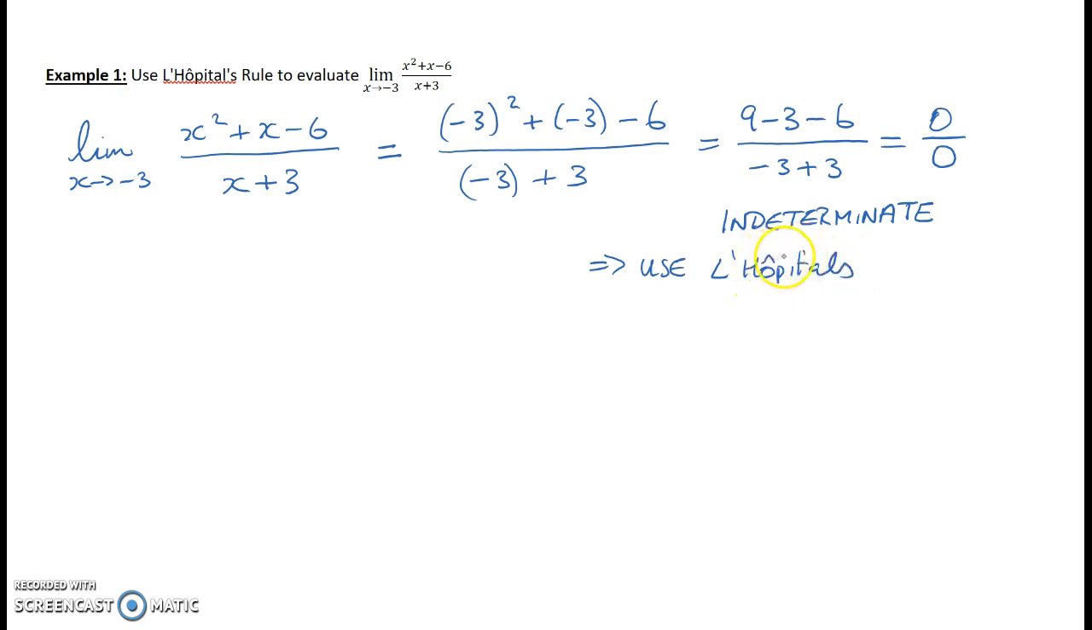And the little accent, is it a circumflex? Is that what it's called? I can't remember. But we're going to use L'Hopital's rule when we get that.